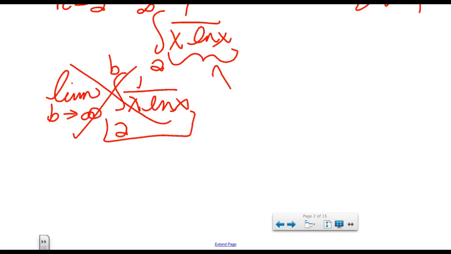So how do I do the antiderivative of this? Who's u? Because this is a u. It's perfect. u is ln x and du is the rest of it. So if my u is ln x, my du is 1 over x dx.